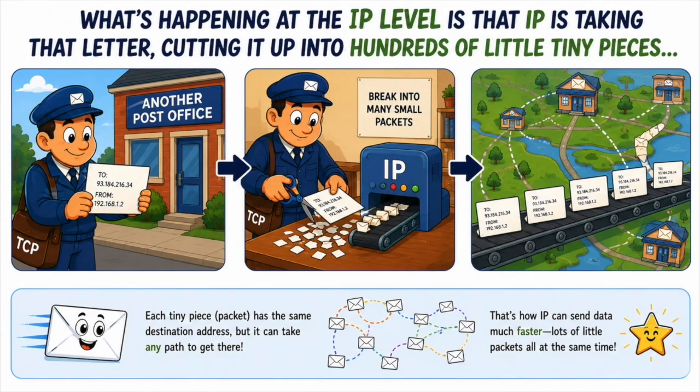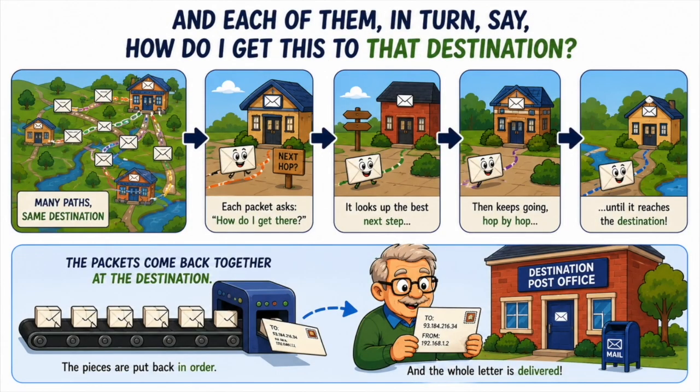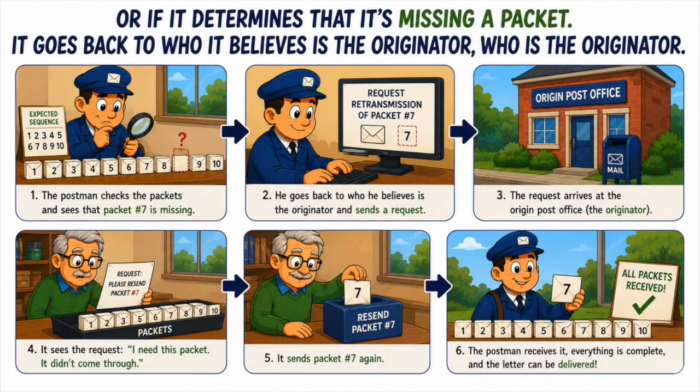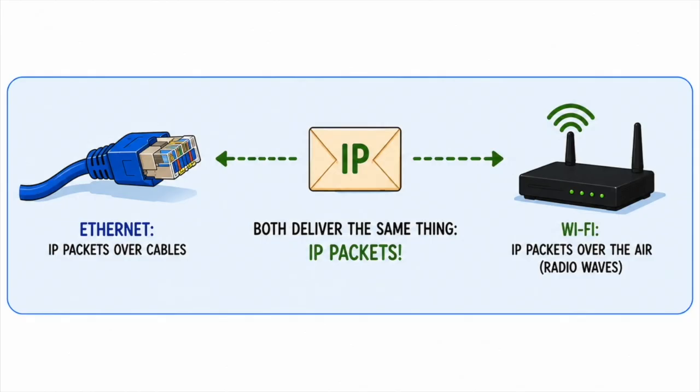What's happening at the IP level is that IP is taking that letter, cutting it up into hundreds of little tiny pieces because it can go a lot faster. Each of them is addressed to anybody that can get to it, whoever they're connected to. And each of them in turn says, how do I get this to that destination? And they keep going until they all come back together where you're mailing it to. And the postman there starts going through and making sure that the size is correct. That's a checksum. The sequence, because they've all been numbered, puts them together, runs another checksum to see if it's correct, or if it determines that it's missing a packet, it goes back to who it believes is the originator, that post office, and says, I need to add to the TCP to you. It says, I need this packet. It didn't come through. Send it again.